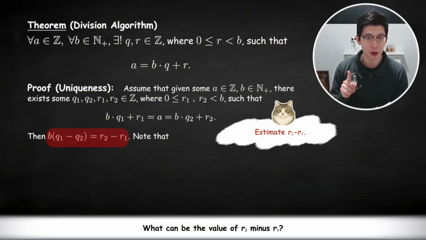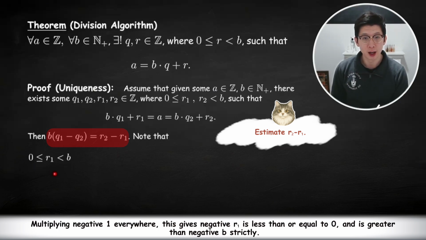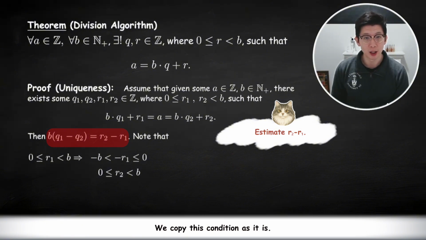What can be the value of r2 minus r1? Let's try to estimate this value. Well, recall that r1 is greater than or equal to 0 and is strictly less than b. Multiplying -1 everywhere, this gives negative r1 is less than or equal to 0 and is greater than negative b strictly. Similarly, r2 is greater than or equal to 0 and is strictly less than b.